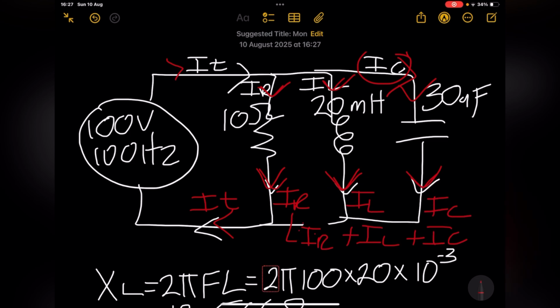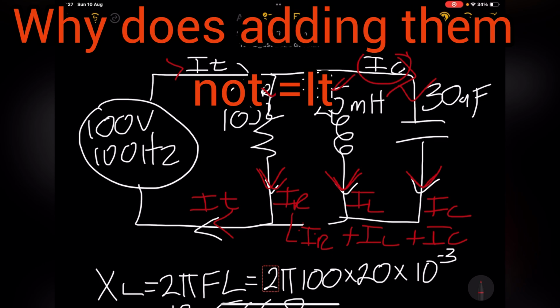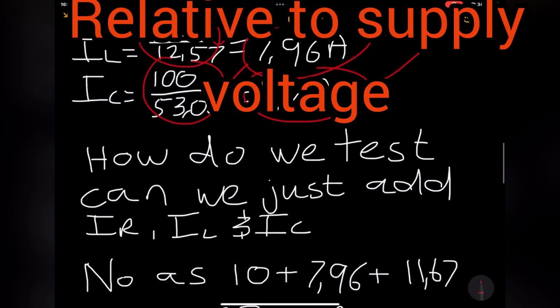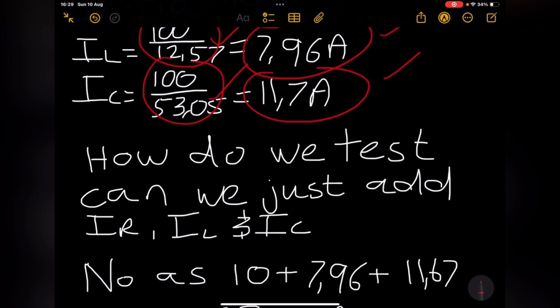My only question is, trick question, why does the value of IR plus IL plus IC not equal the IT, which we calculated from the total impedance? The reason thereof is it is a vectorial summation of the currents. Remember, the current in the resistor and the current in the inductor and the current in the capacitor are not in phase with each other at all. So can we just add IR, IL, and IC? The answer is no.